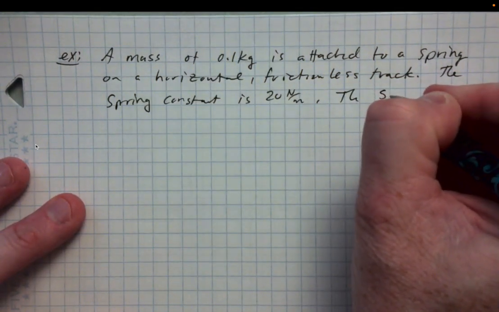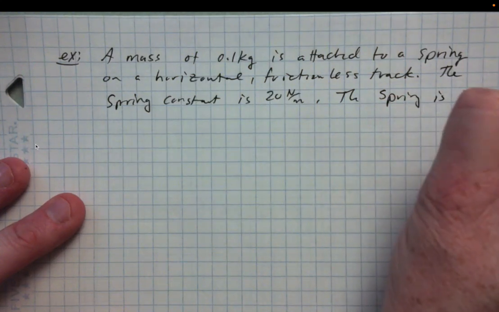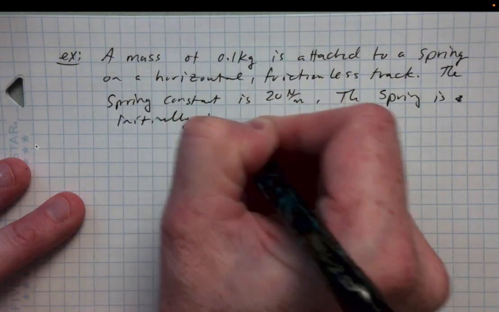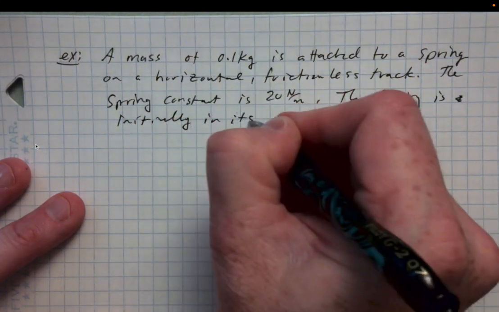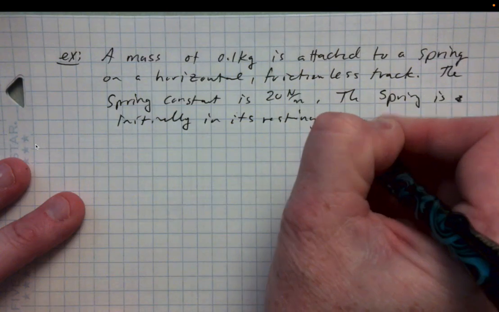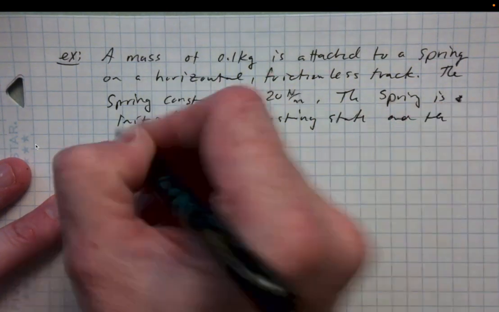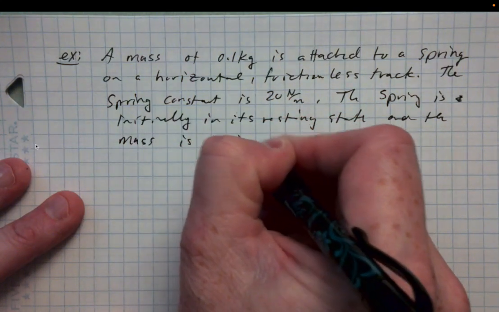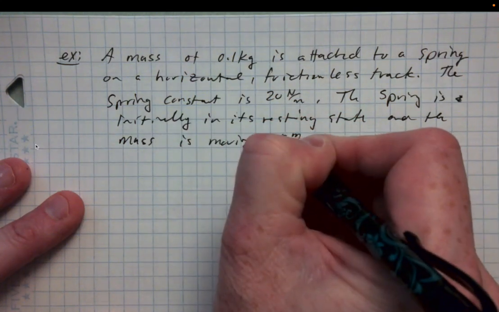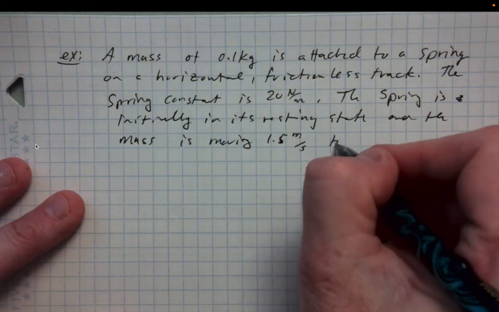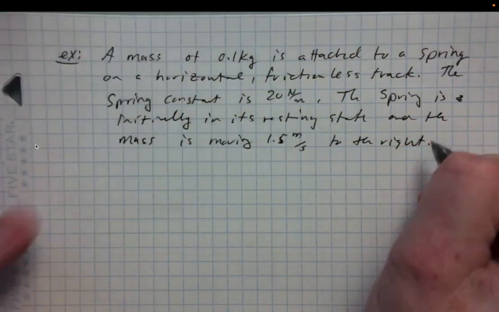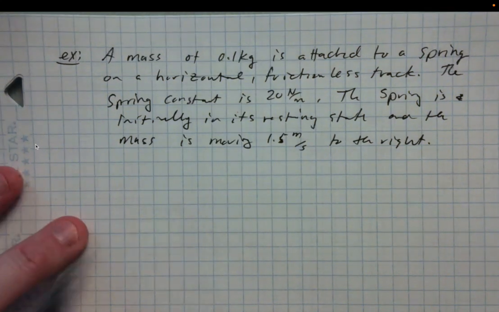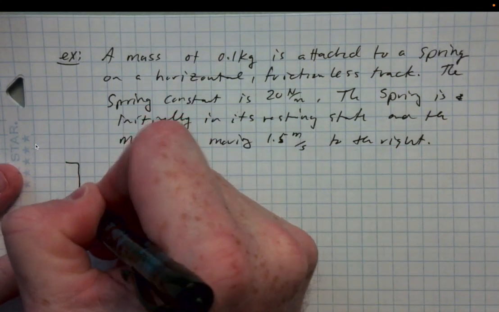So the spring is initially in its resting state, and the mass is moving 1.5 meters per second to the right. Okay, so what is going on? What's the picture here? Let's draw the picture, and then we'll get to what the question is in a second.